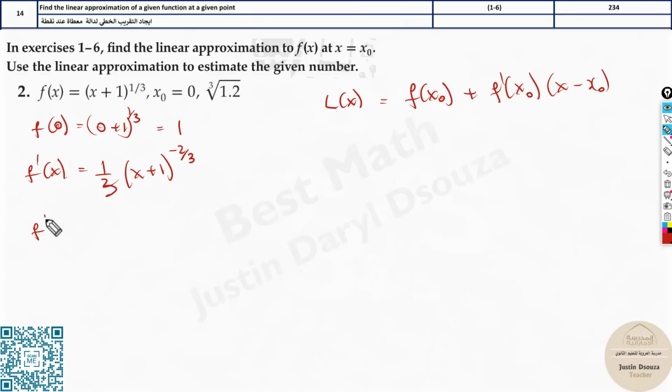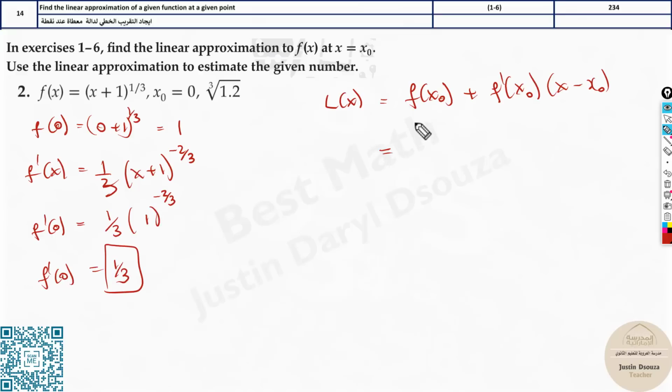And now we will substitute 0 here. Instead of the x, we'll substitute 0 because x naught is 0. And we will have 1/3 times (x is 0, so it will be 1) to the power minus 2/3. Anything 1 raised to any power is 1 itself, so here the answer will be just 1/3. And this is f derivative of 0.